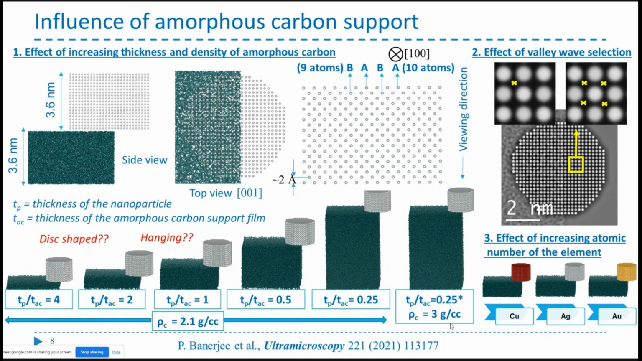Now the crystal we have simulated is a cylinder. Why a cylinder? Because it will be isotropic, so there will be no directionality, and it is half hanging, so you can directly compare the inline 3D holography or tomography data from the unsupported and supported regions. We have taken silver 100, and you have two types of atom columns, A and AB stacking, so 9 atoms and 10 atoms. We tried to see the effect of increasing carbon film thickness and density.